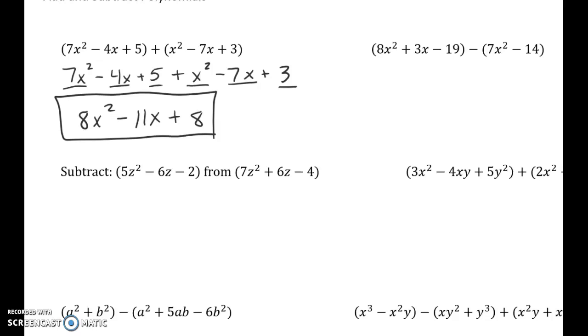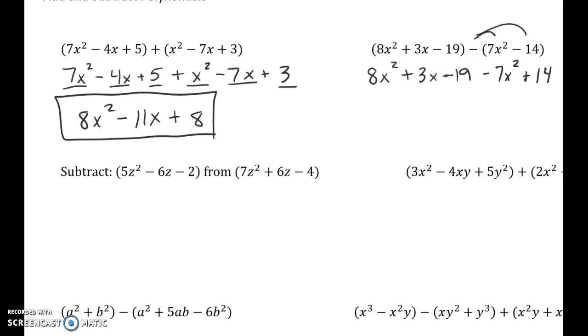Now we have, in this next one, it's a subtraction problem. We have 8x squared plus 3x minus 19. And now the parentheses matter to us. So we want to make that minus 7x squared plus, because you have minus a minus, you have to distribute that subtraction sign, plus 14.